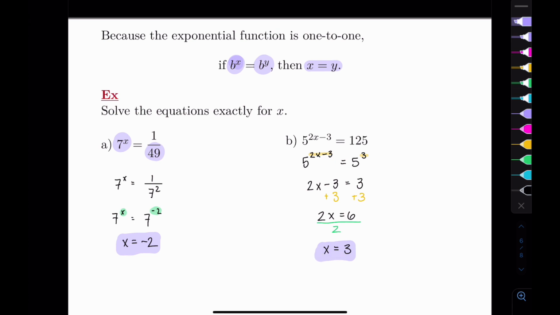Right? So we're going to get more complicated ones in the future, but for now, you at least want to try to write everything with the same base.